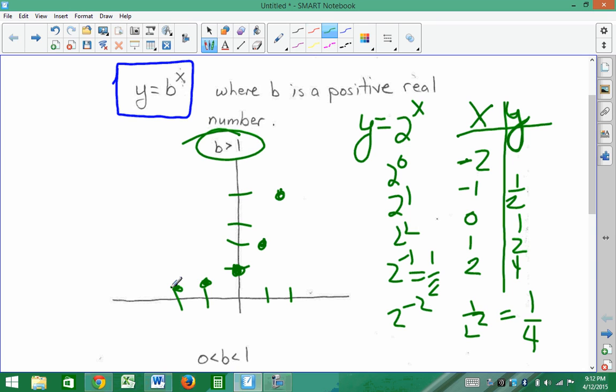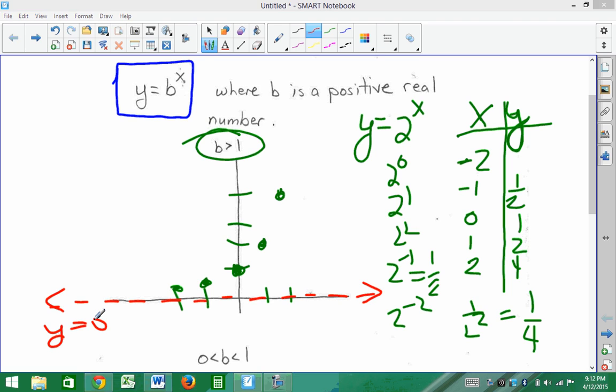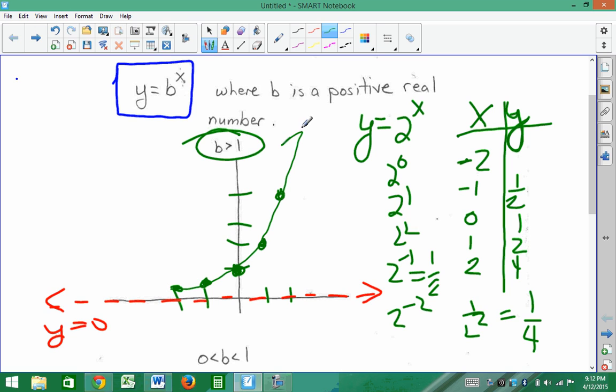The other thing we have to be careful with is all exponentials have a horizontal asymptote at y equals 0. If we connect this graph up, we get a nice smooth curve that grows exponentially. And remember, as it comes out to get close to that horizontal asymptote, it will get closer and closer and closer, but never actually touch the horizontal asymptote.